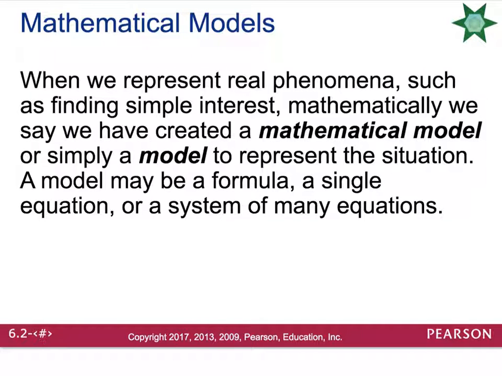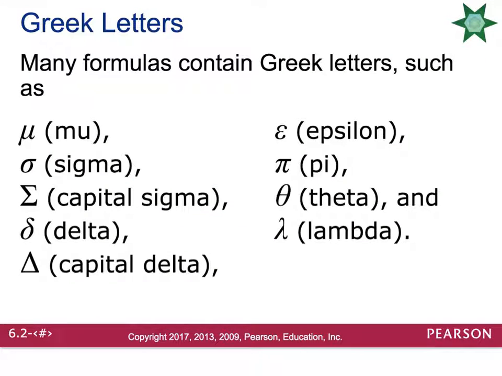When we represent a real phenomenon, like we just did with simple interest, we say that we've created what's called a mathematical model. Some people just call it a model. A model can be a formula, it can be an equation, or it can be a set of equations. Many formulas contain Greek letters such as mu, sigma, the capital sigma, delta, capital delta, epsilon, pi, theta, and lambda.